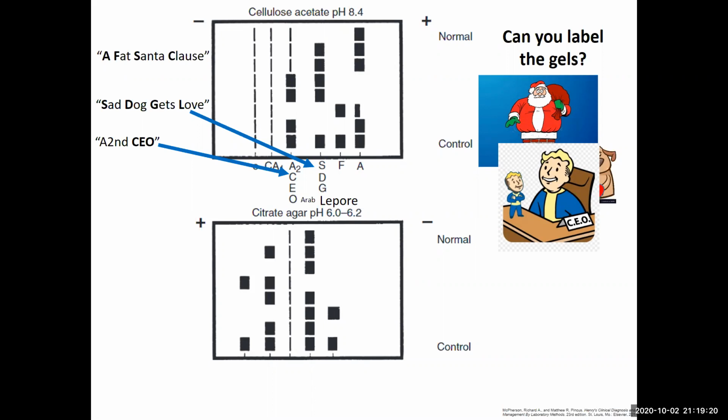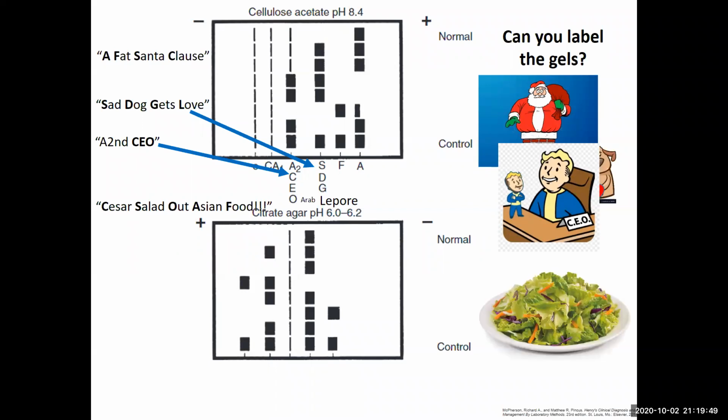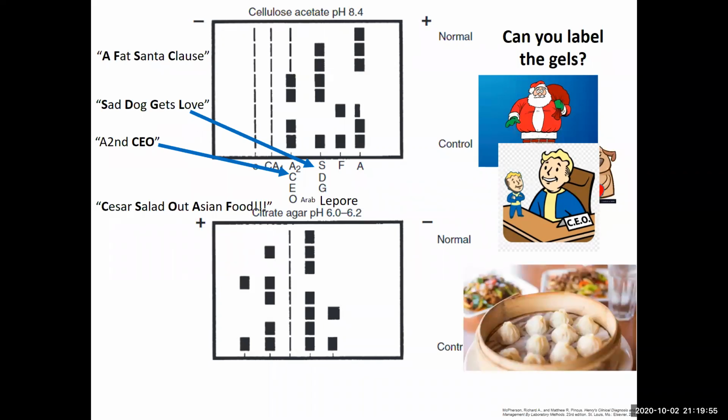That's for the acetate gel, which is the basic gel. Then the citrate agar gel, which is the acidic pH, has a mnemonic of Caesar salad out, Asian food in. O is actually the origin, so that's where you insert the specimen, and then it runs in either direction. Whereas cellulose acetate gel runs from negative to positive. Unfortunately, the mnemonic goes the other way, but oh well. So Caesar salad, out, and then Asian food is in. So that's how it goes from positive to negative.